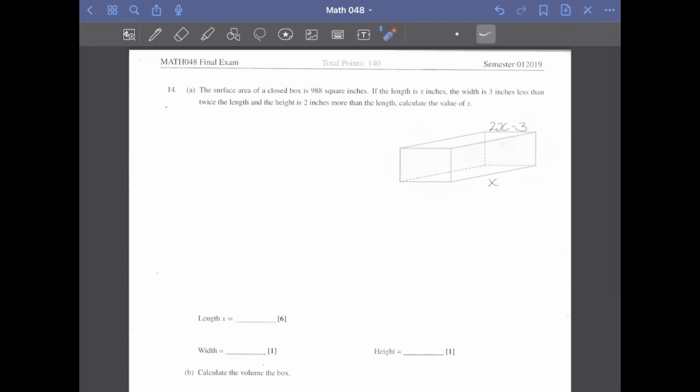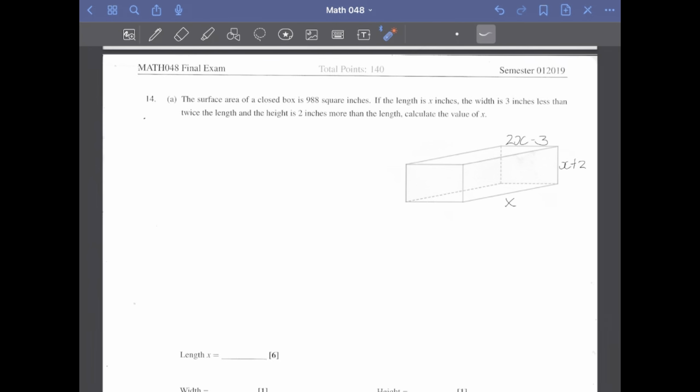So the width is 2 times the length minus 3, so 2x minus 3. And the height is 2 inches more than the length. Calculate the value of x. So you would have to know the formula for the surface area of a rectangular prism.